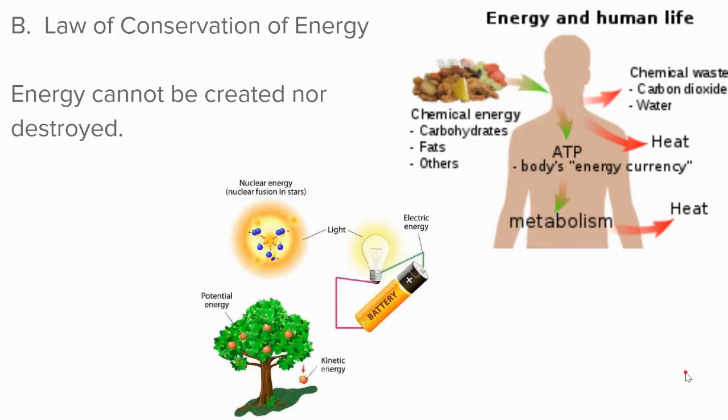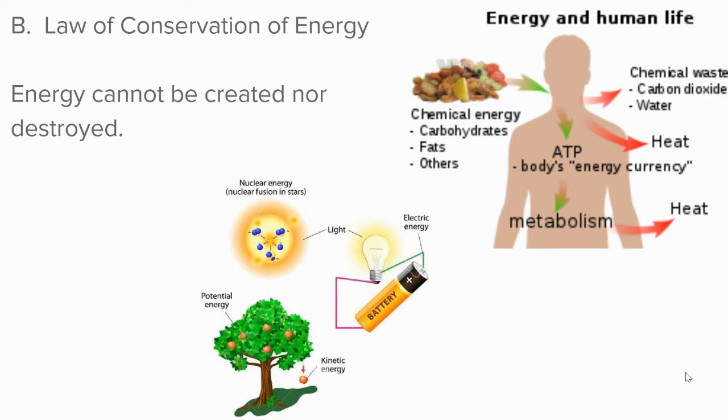The second is the law of conservation of energy. And this says that energy cannot be created nor destroyed. And so, we're thinking about the fact that energy can be transferred from one type to another, kinetic to potential, potential to kinetic, as you can see in the tree, or we can have stars produce nuclear energy through nuclear fusion and emit that energy, which then goes into plants and all kinds of other things. We can have chemical energy too. And so that's what we're really going to focus on here is chemical energy.